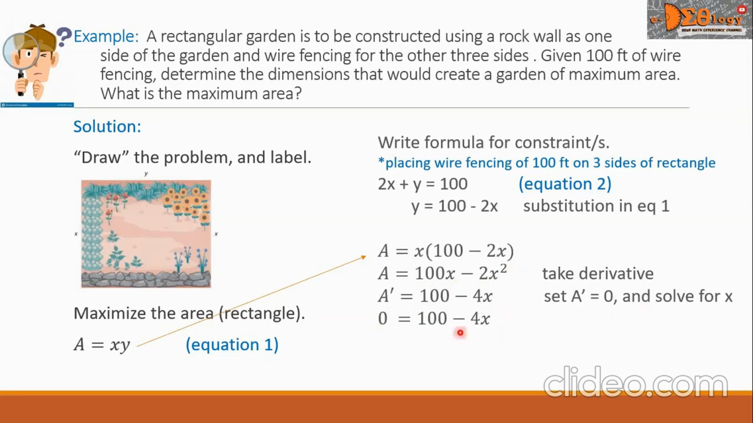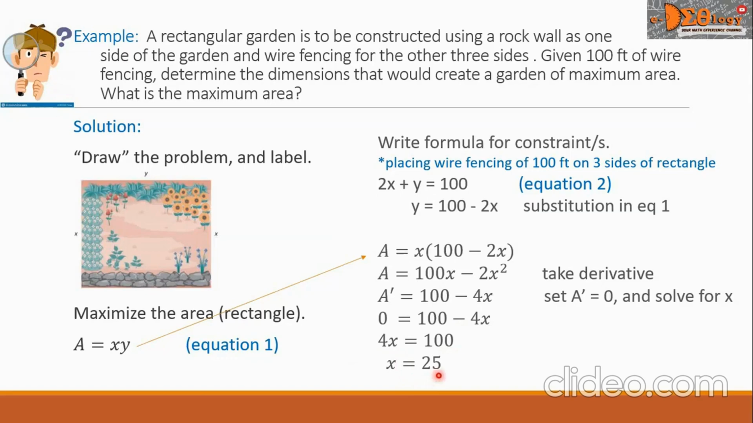So it becomes like this. Solving for x, let us transpose negative 4x on the left side. It becomes positive 4x equals 100. We want the value of x. Let us divide this equation by 4. So the x now becomes 25.